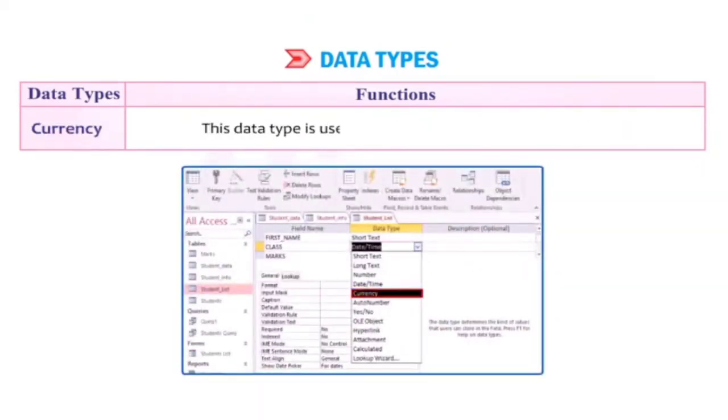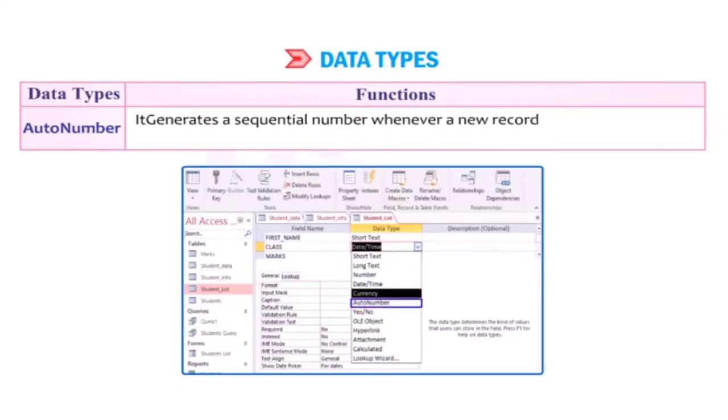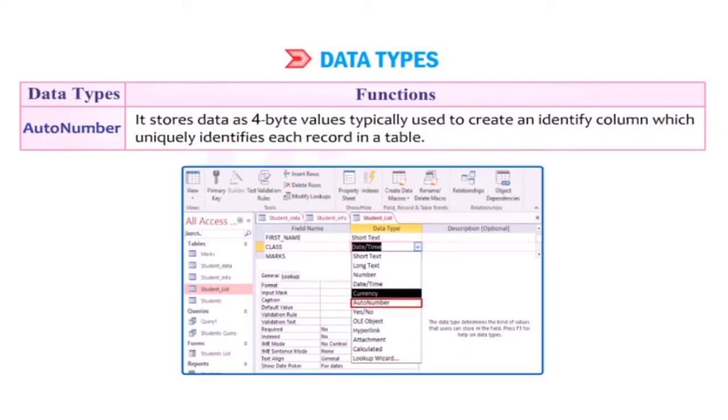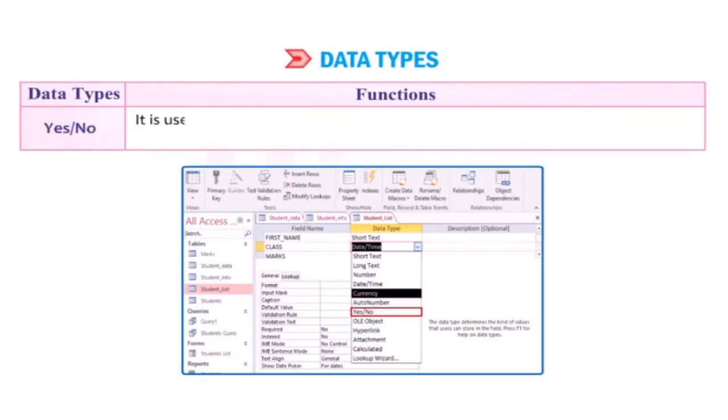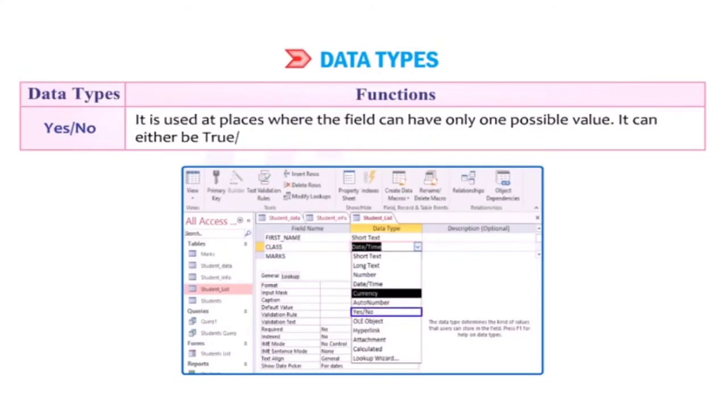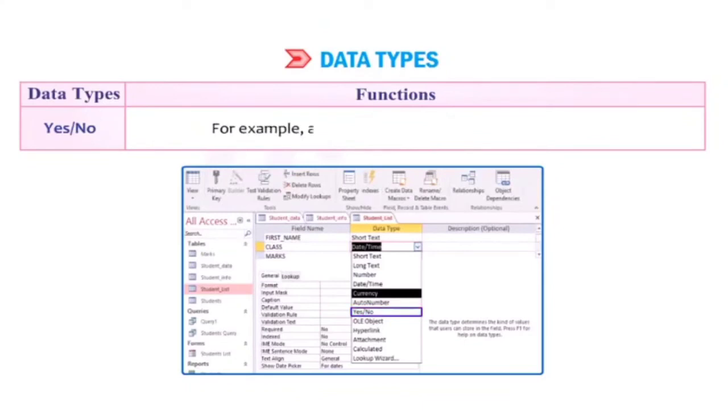Currency. This data type is used to store monetary data up to 8 bytes. Auto number. It generates a sequential number whenever a new record is added to a table. The value in the auto number field cannot be changed. It stores data as 4-byte values typically used to create an identity column which uniquely identifies each record in a table. Yes or no. It is used at places where the field can have only one possible value. It can either be true or false, yes or no, or on or off. For example, a student can either be a male or a female.